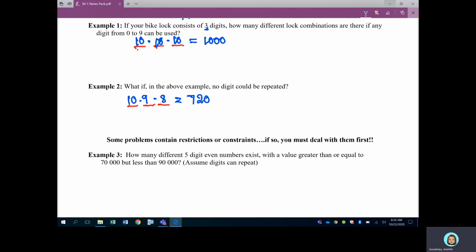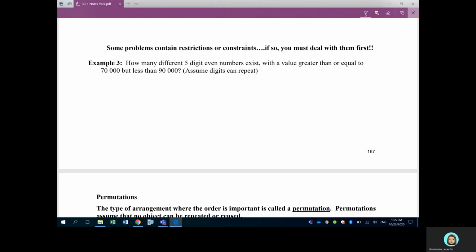720 different lock combinations. You'll notice that we get fewer possibilities in example 2 than in example 1, because in example 2 we have what's called a restriction. And anytime you put a restriction or a rule or a constraint, you're going to get fewer possibilities. Some problems will contain restrictions and constraints. So if we can, we're going to deal with them first.